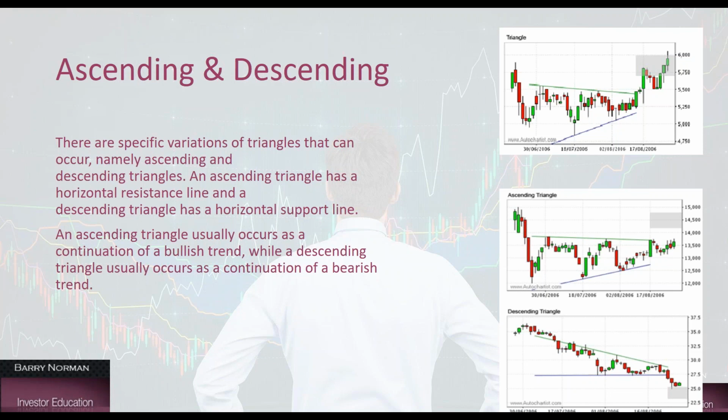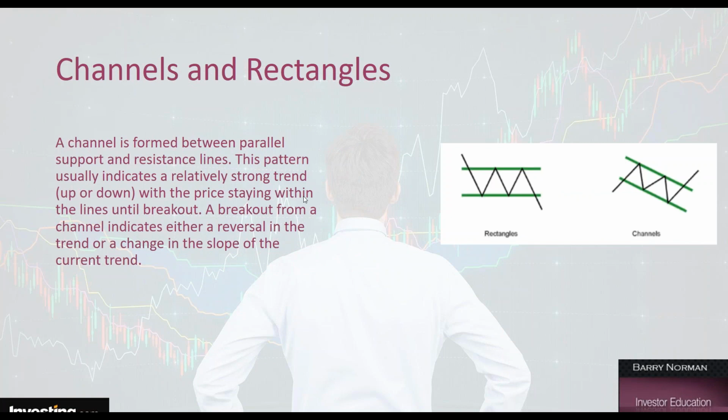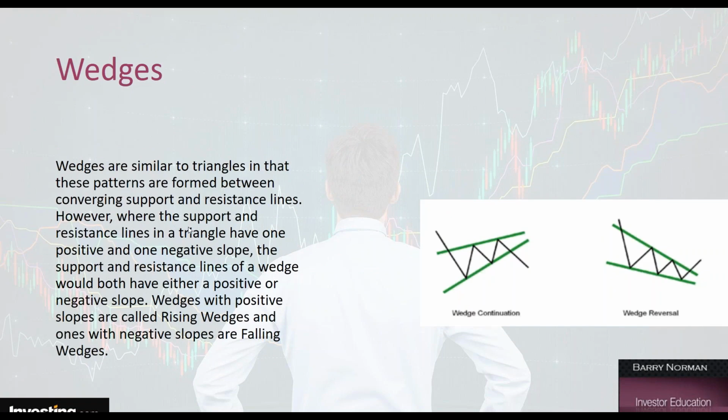Now we have a whole course coming up in chart patterns and charts. Okay. We also have what's called channels and rectangles. Again, it's simply putting lines on charts that give you some understanding. Okay. We even have wedges. Wedges are slightly different than triangles, but they're fairly much like triangles. But they're all telling you the story of the bulls and the bears and the market psychology.